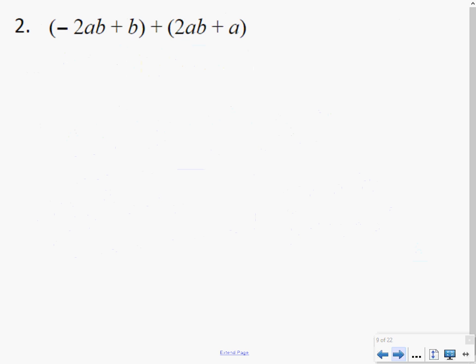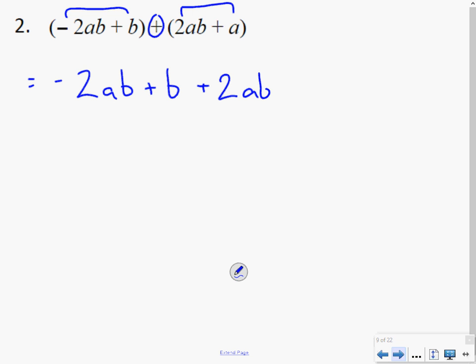So here's another addition one. I want you to pause the video and I want you to try it. Okay, so remember with addition, with these two polynomials, if it's addition, I don't have to write these parentheses. So I'm going to rewrite it without the parentheses. And you don't have to do this. If you can see what needs to be done without rewriting it, that's fine.